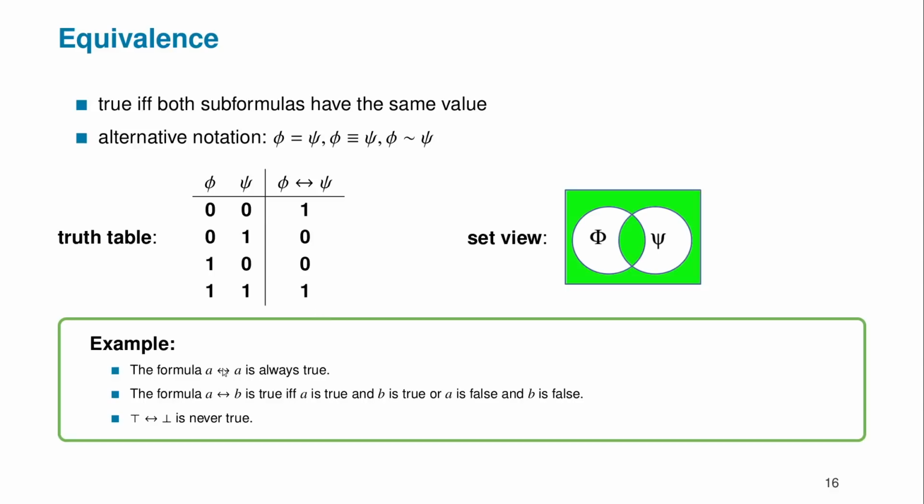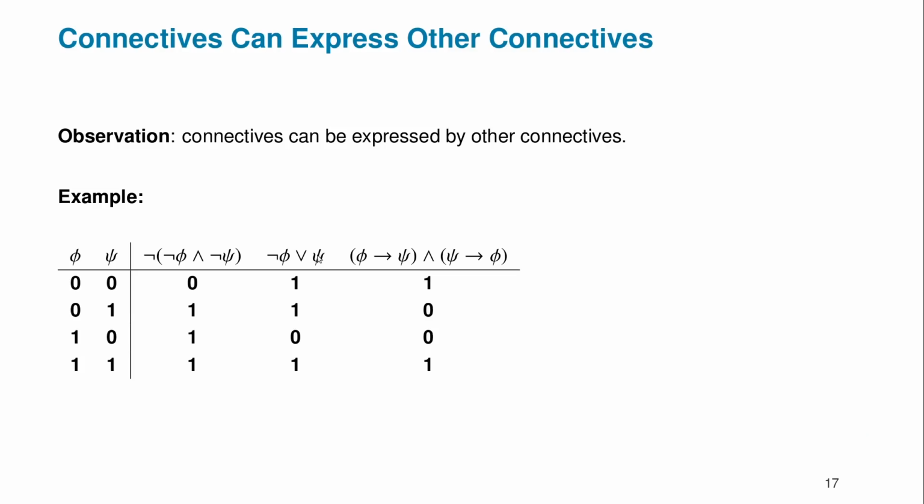Hence the formula A is equivalent to A is always true. The formula A is equivalent to B is true if and only if A is true and B is true, or if A is false and B is false. And the formula top is equivalent to bottom is always false because these two truth constants can never take the same value by definition.